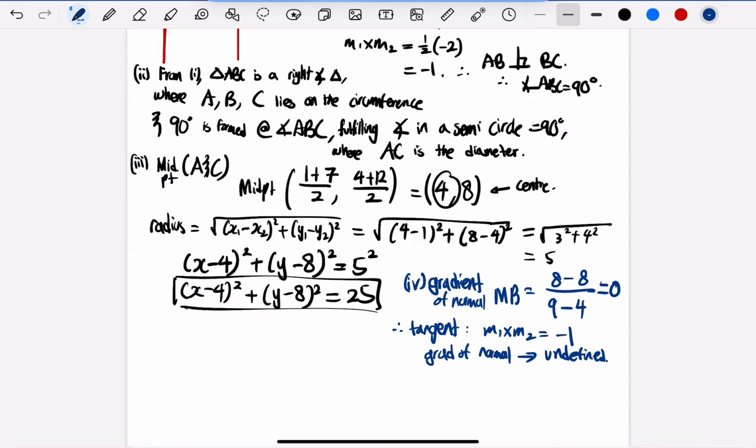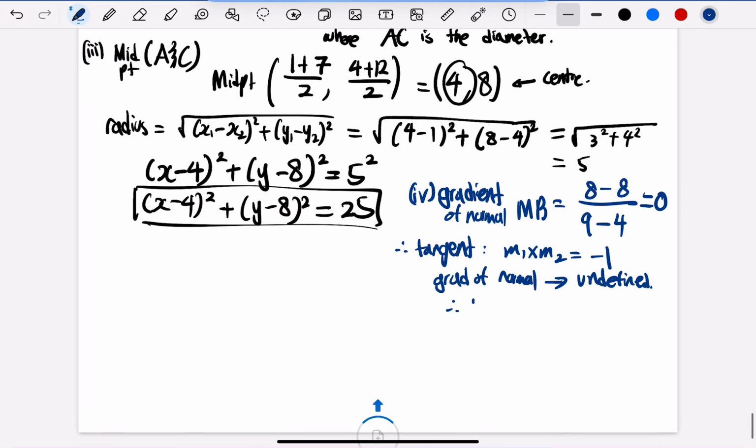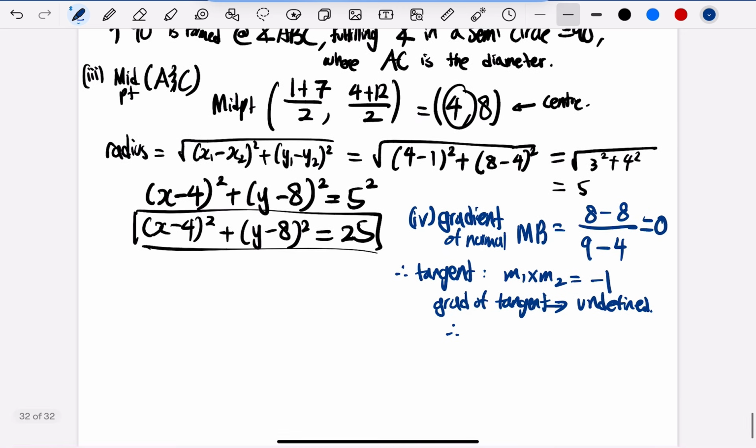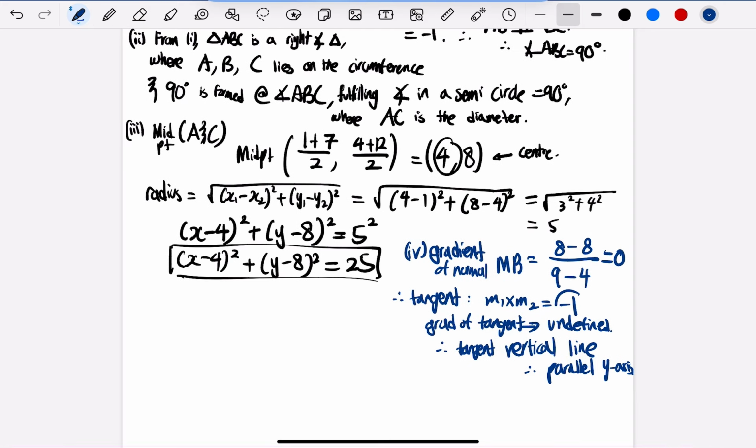And since the gradient of my normal is 0, we can conclude that the gradient of my tangent is undefined. And since the gradient of my tangent is undefined, we can therefore conclude that this tangent is a vertical line and therefore parallel to my y-axis. Okay, it's undefined because you can see here, we take -1 divided by 0. You cannot divide anything by 0. So in the end, it's undefined. Okay, so that's how you do part 4.